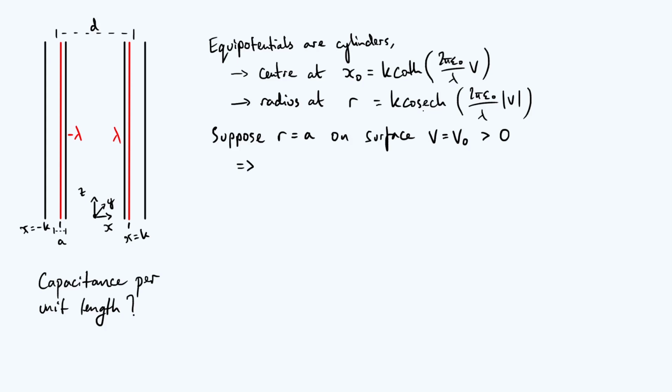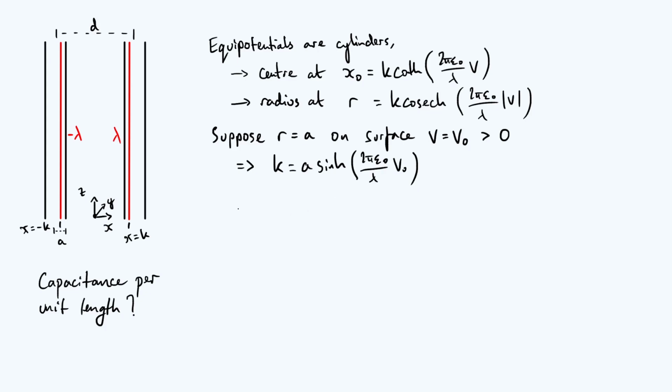Now, remember that hyperbolic cosec is 1 over hyperbolic sine. So if I just set this r equal to a, and multiply through by hyperbolic sine of all of this stuff and get rid of the modulus signs because we're saying that V naught is positive, we get the following relationship. So k is equal to a times hyperbolic sine of 2 pi epsilon naught over lambda times V naught, right? So this tells us something about where we should place our line charge. If we want to have a particular equipotential surface, we have to choose k as defined in this equation.